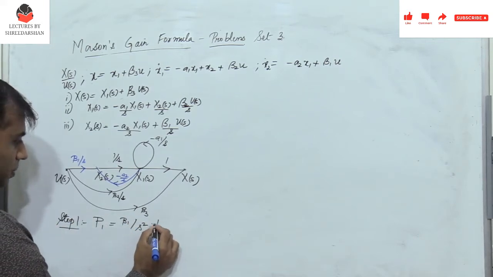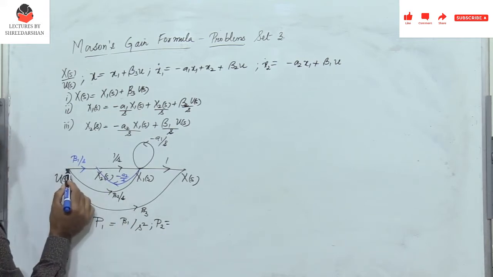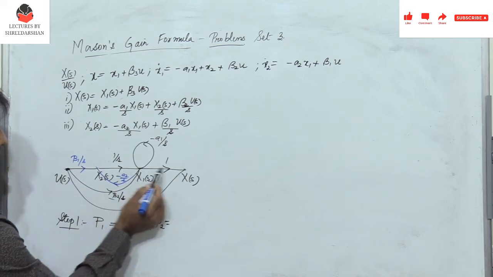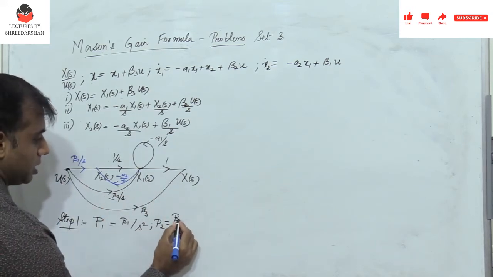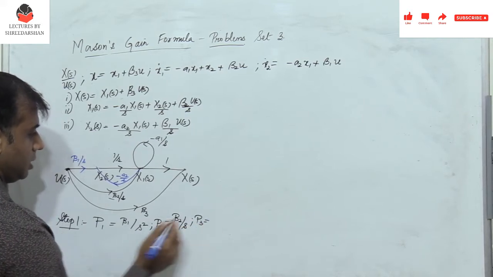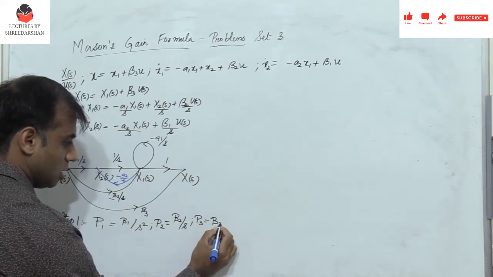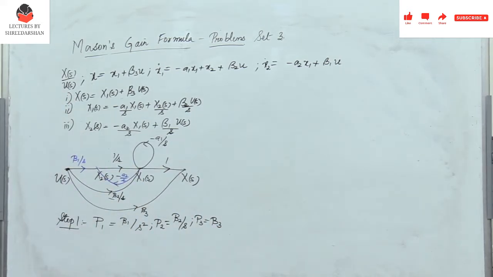Next, do I have another path P2? Definitely I have another path P2, which is this path starting from the input node, beta 2 by S into 1. So this path, beta 2 by S into 1. And then I have another path P3, which is from u of S to x of S straight, which is beta 3. So you have 3 forward paths here.